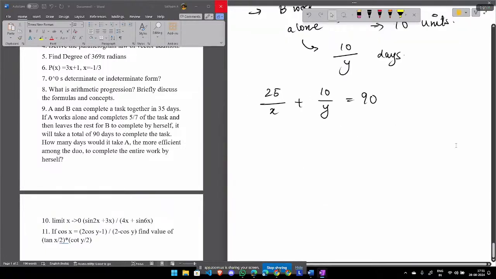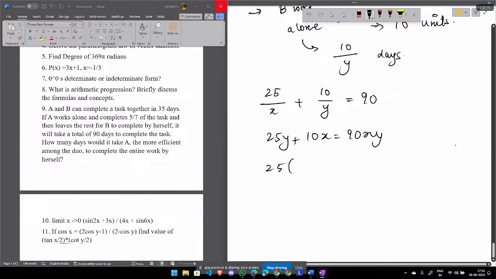All right, the statement. What do we have to do now? Do we have to do anything else? No. Simple linear equation in two variables. We just have to solve this. Okay, proceed. What will I get? I'll get 25y plus 10x is equal to 90 times xy.